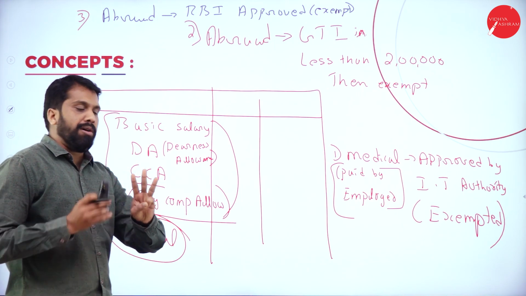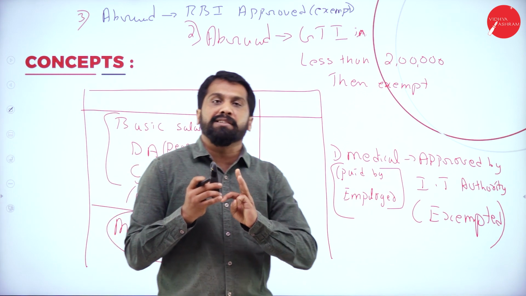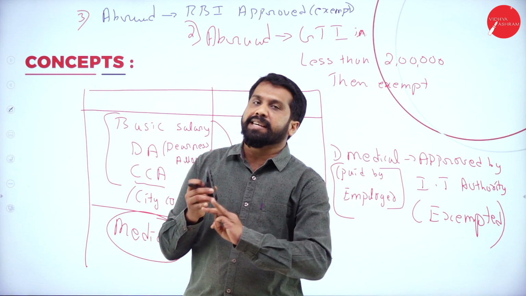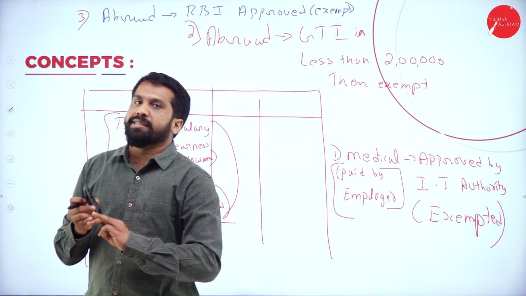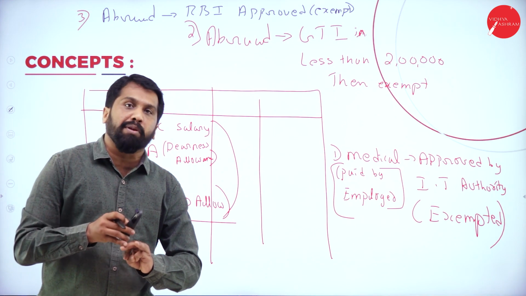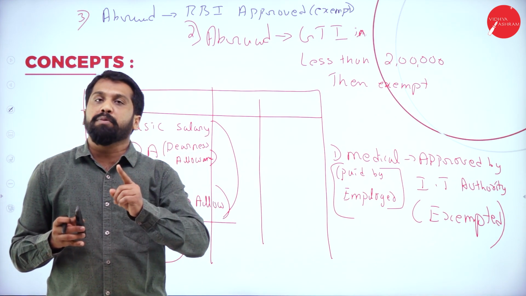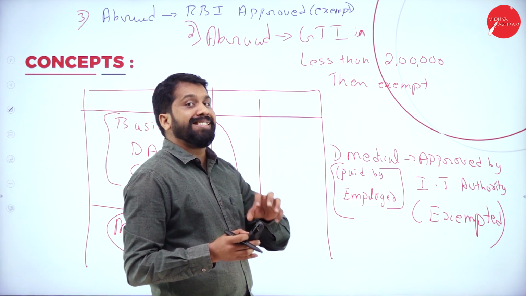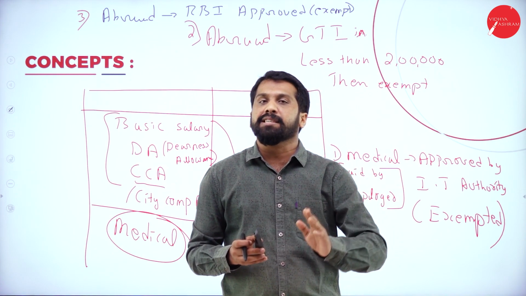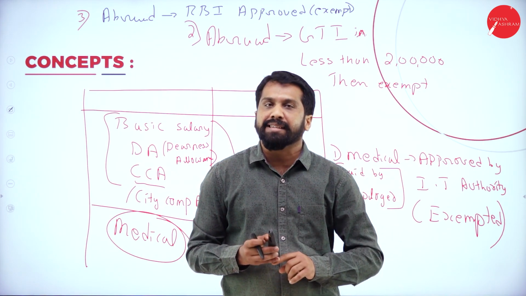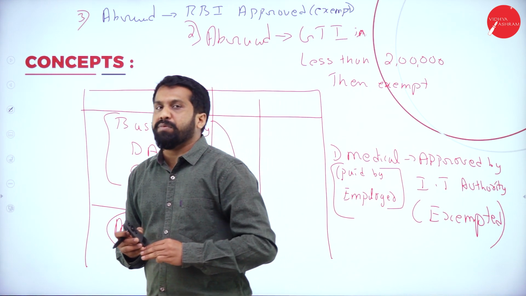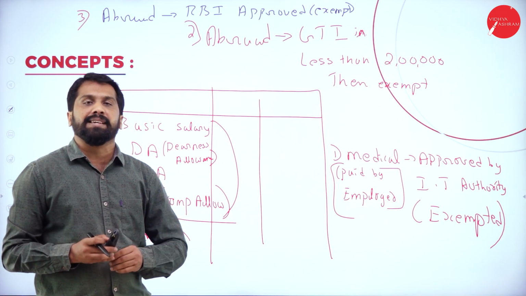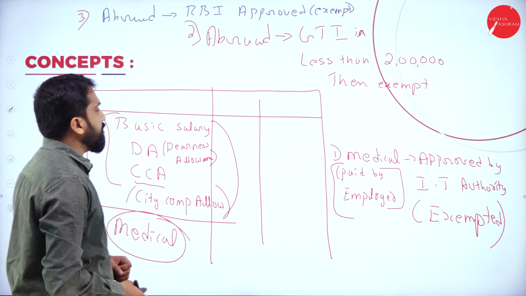Only three things. All the medical expenses paid by employer, if it is an approved hospital and approved by income tax authority, then it is exempt. The second one, any abroad allowances given to the employee by employer. Employer means owner, employee means worker. If his salary is less than 2 lakh, then it is exempt. If his salary is more than 2 lakh, then it is taxable. Third one, very simple. Same abroad thing, if it is approved by RBI, then it is exempted. Clear? We'll go back to the question.